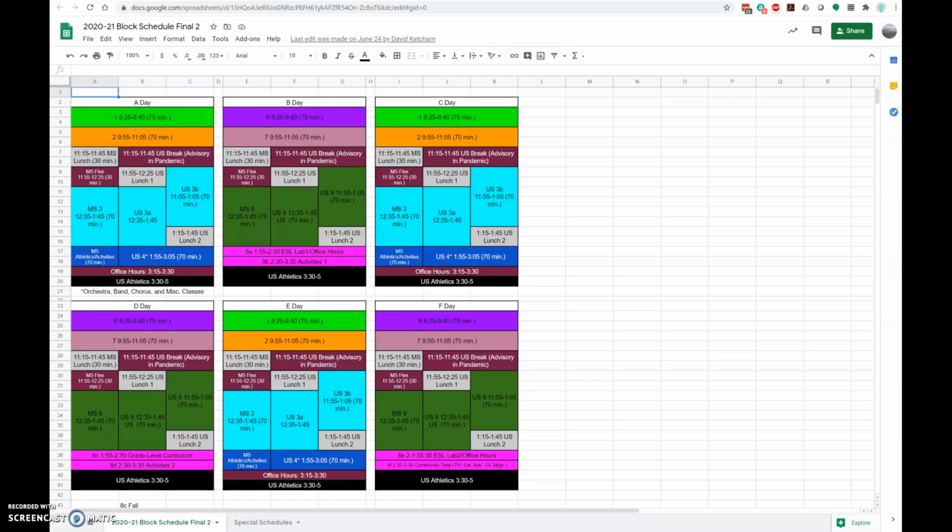I'd be happy to do some kind of screencast video like this, introducing the block schedule. The only issue with that would be that if we were to do that, it probably would make sense for David to do his own. Mine's going to be a little upper school centric.